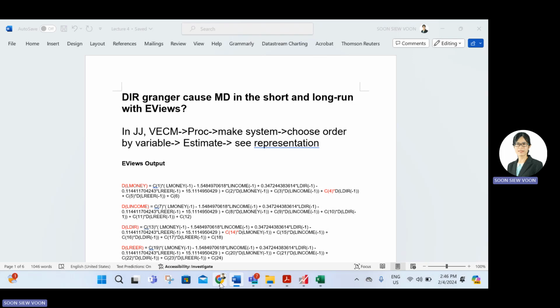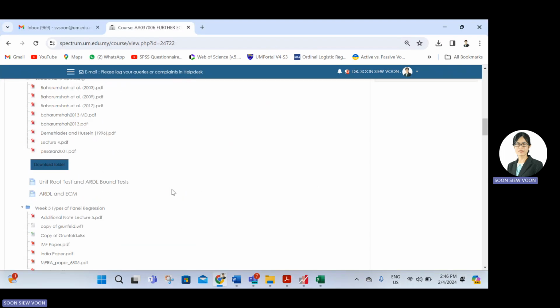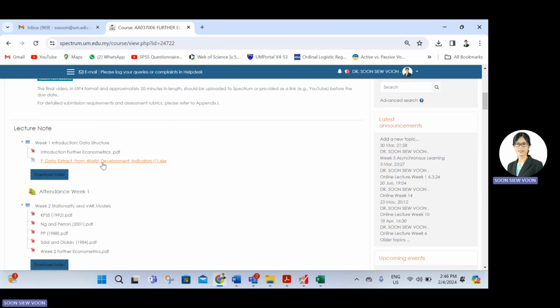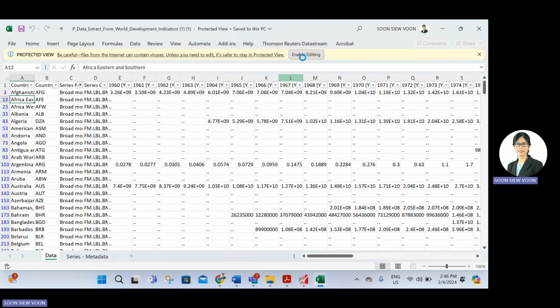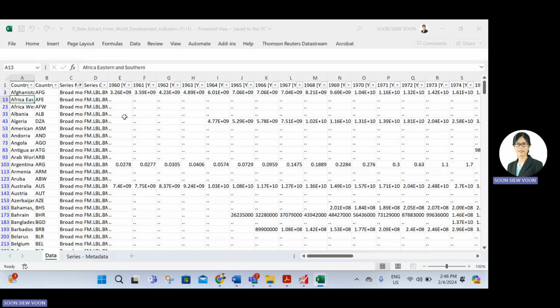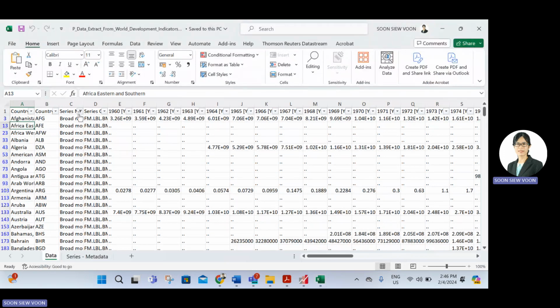Before that, let us download the dataset first. I need to use the dataset from week number 1. In week number 1 there is an Excel sheet available in your Spectrum. It is actually drawn from the World Development Indicators. Once you open it, this is for the panel, so I want to open the other file. Yeah, this is the file. We look at this file first.